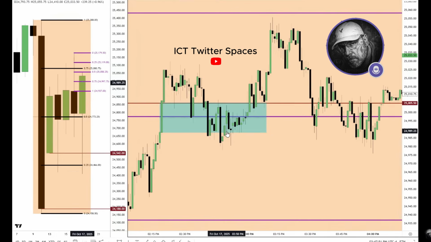Those who can't see the chart, I put it in the chat. You can view it. There was a fair value gap, and it immediately respected that gap. When the Silver Bullet hour happened, 3 a.m., it exploded down.